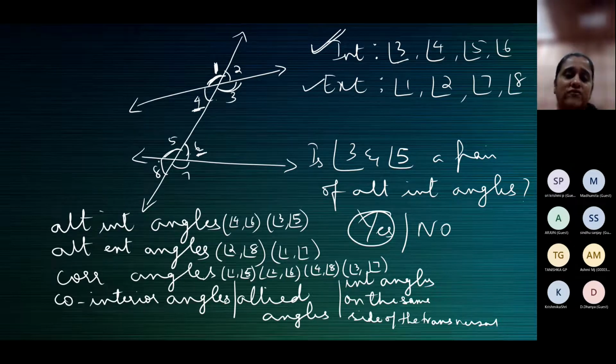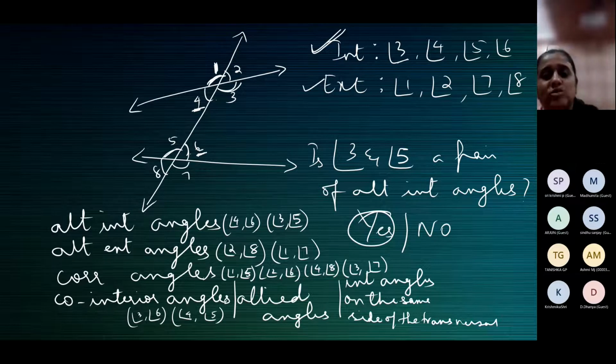Similarly, angle 4 and angle 5. So co-interior angles are angle 3 and 6, and also angle 4 and 5. Because 4 and 5 lie on the same side of the transversal and they're both interior angles. Interior angles on the same side of the transversal. Angle 3 and angle 6, angle 4 and angle 5, both are interior angles and they lie on the same side of the transversal.